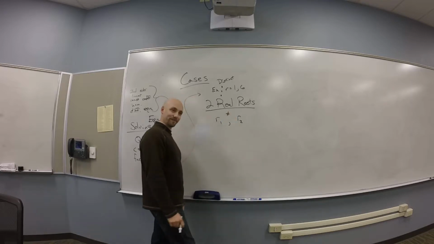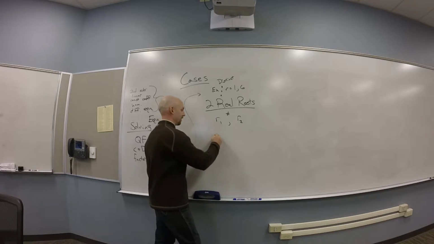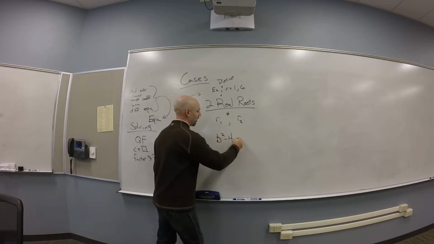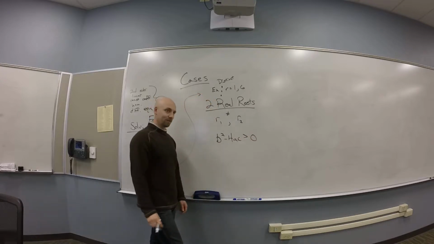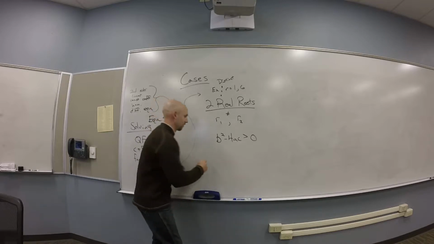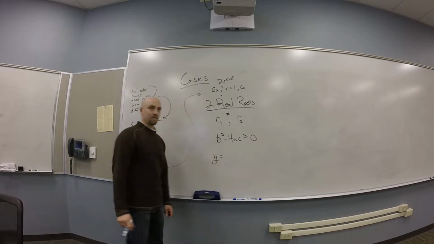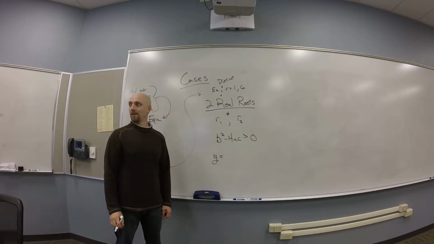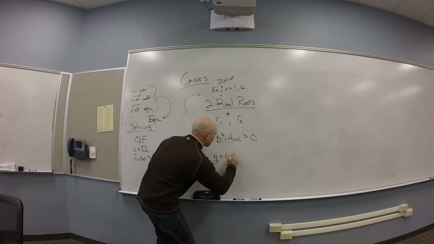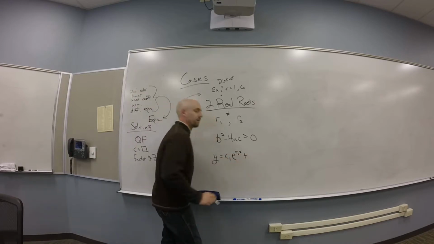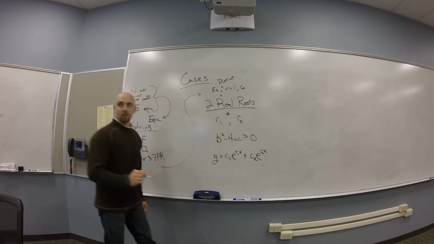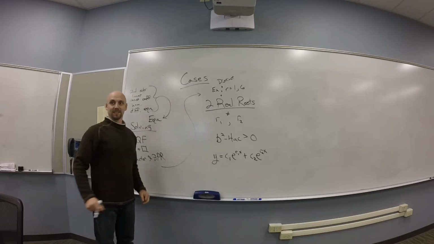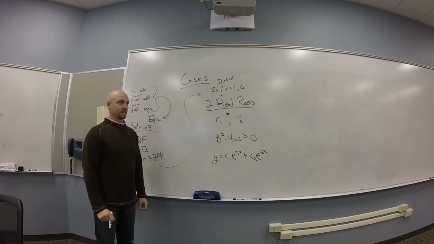So when does that happen? When the discriminant is positive. When b squared minus 4ac is bigger than 0. The discriminant of the quadratic equation is positive. And then what do your solutions look like? C1 e to the R1x plus C2 e to the R2x. Cool? Easy case.